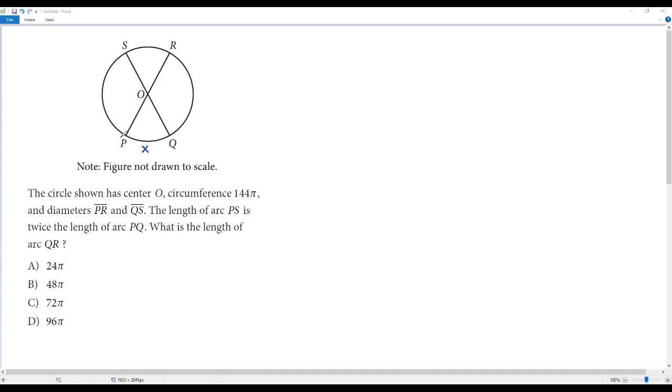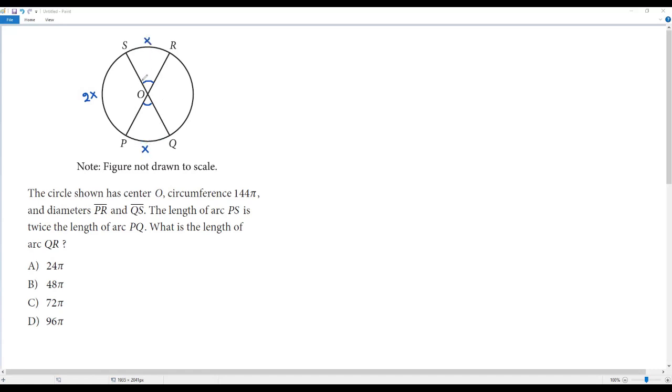Then what is the length of this arc PS? The question says it is 2 times the length of arc PQ. Then the length of arc PS is 2x. Now let's consider the angle over here and the angle over here. These two angles are vertical angles and they must be congruent. So the central angle of the arc PQ is this one, and the central angle of the arc SR is this one. Since these two angles are congruent, the length of arc PQ and the length of arc SR must be equal, because two arcs which have central angles of the same measure must be equal. We assumed x as the length of arc PQ, so the length of SR is also x.